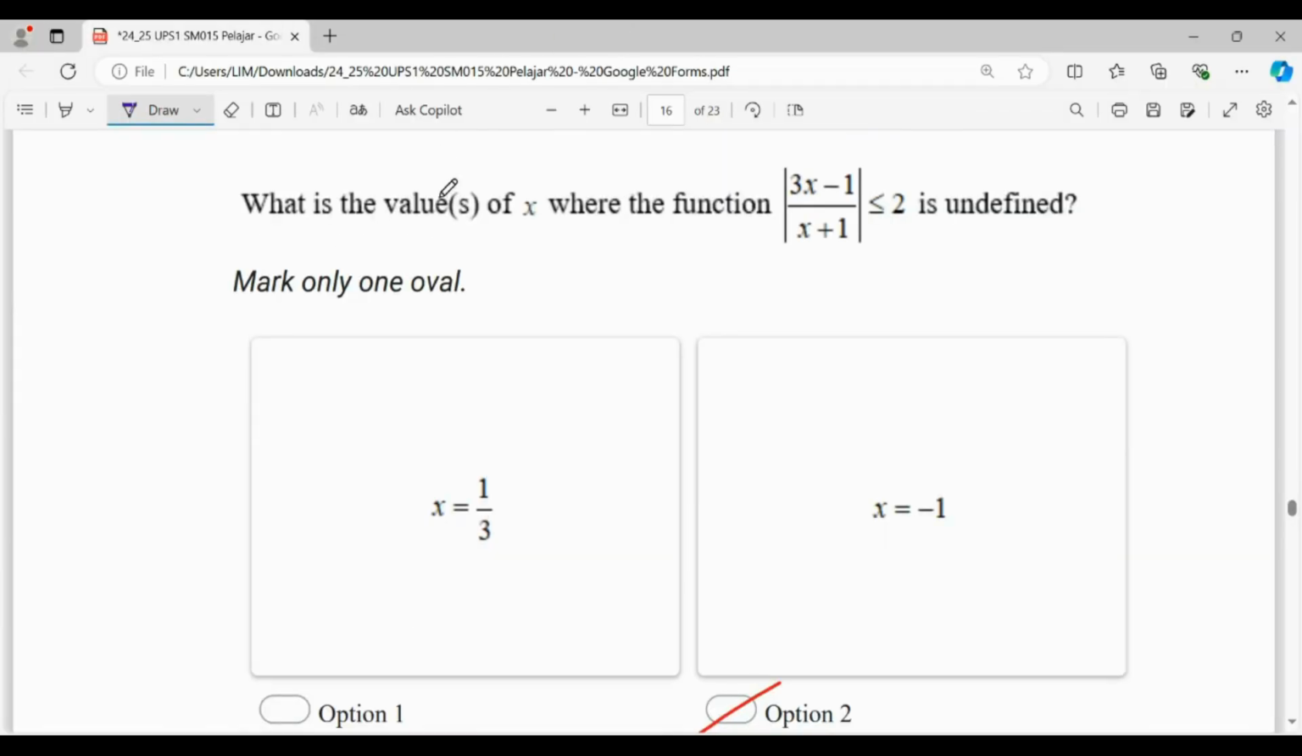And then what is the value of x where this function is undefined? So the function given here is a rational function, and it will be undefined when its denominator equals 0. So x equals negative 1. So x equals negative 1 can make this rational inequality undefined.